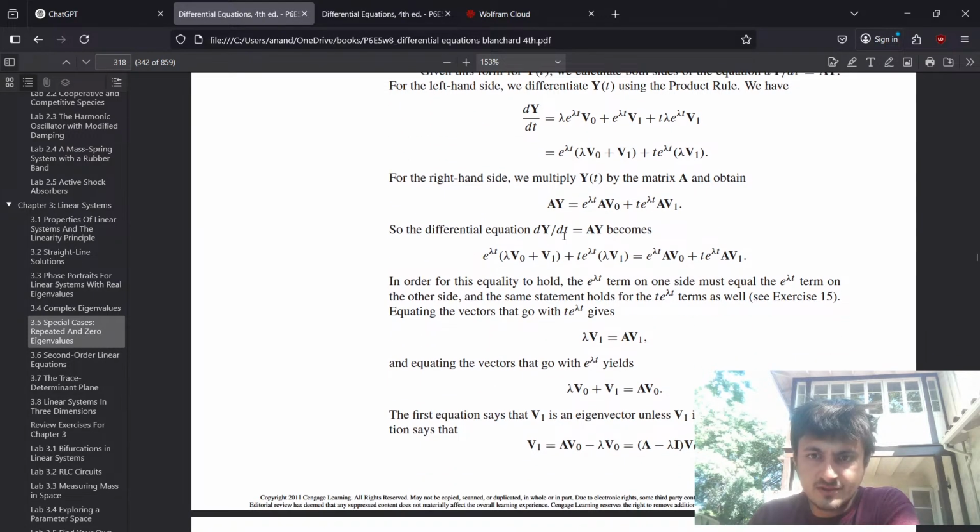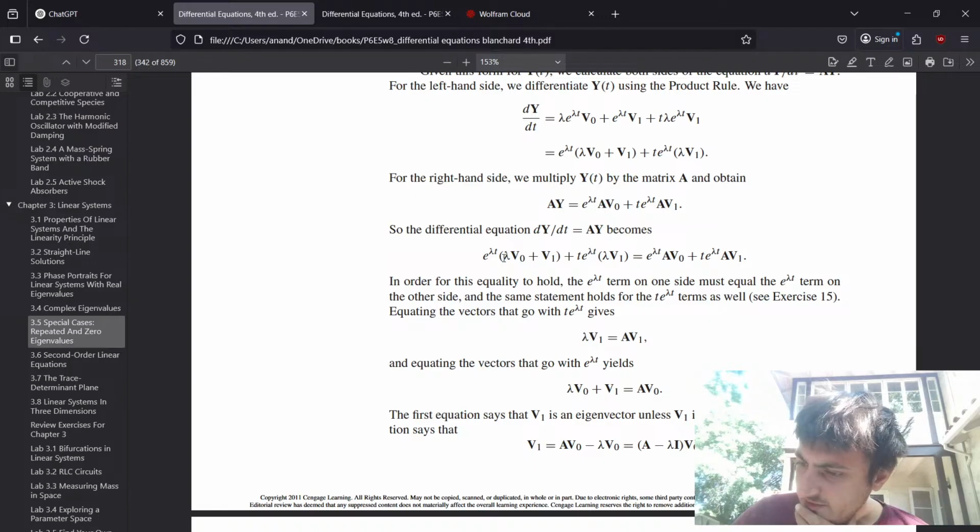So the differential equation becomes, okay, so then we get e to the lambda t A v0 plus t e to the lambda t A v1 is equal to our left-hand side, which was e to the lambda t.